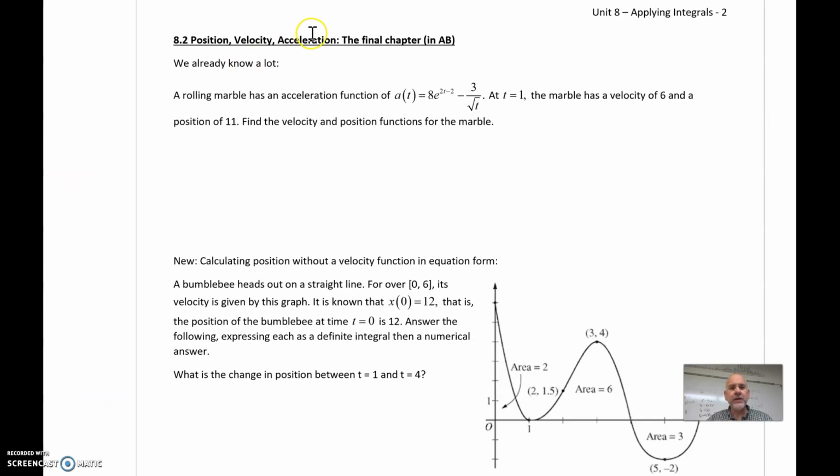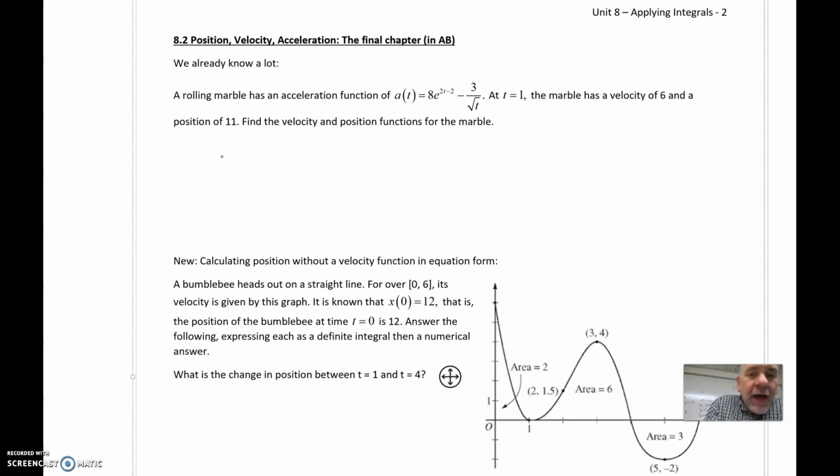All right, now we're going to take a quick look at position, velocity, acceleration, and this is the last time we're going to bring up position, velocity, and acceleration in the AB course. There's a little more in BC. So a rolling marble has an acceleration function of this. At t equals 1, the marble has a velocity of this, a position of this. Find the velocity and position functions for the marble. Pause the video, and you can do it yourself right now.